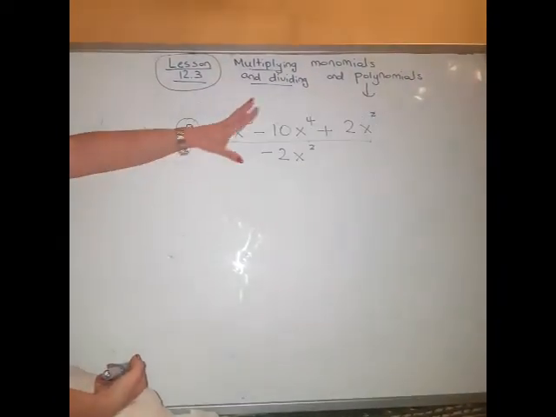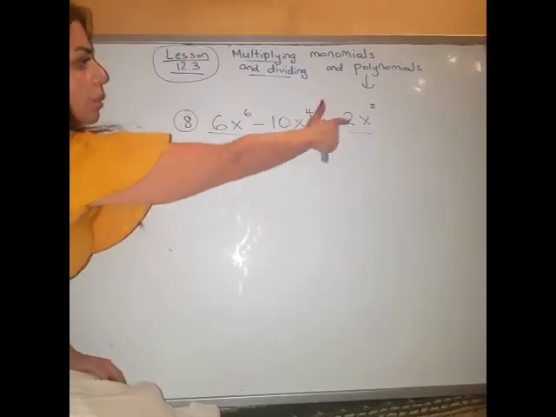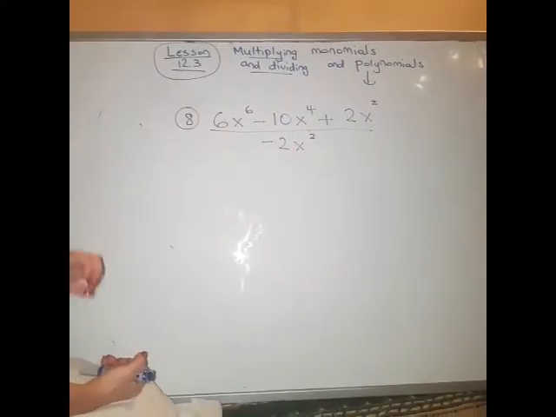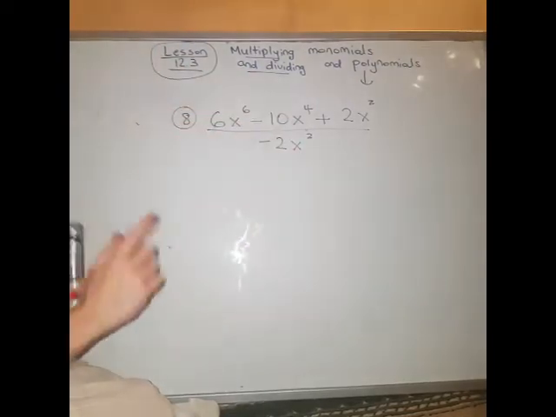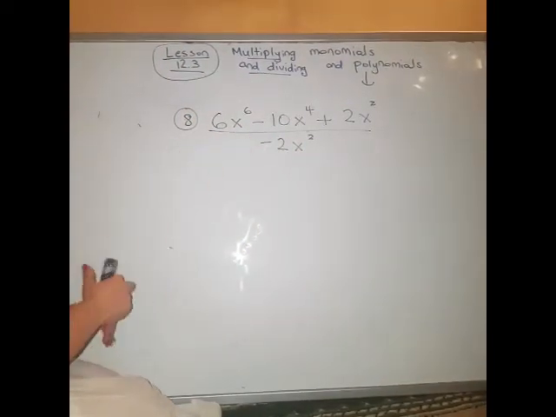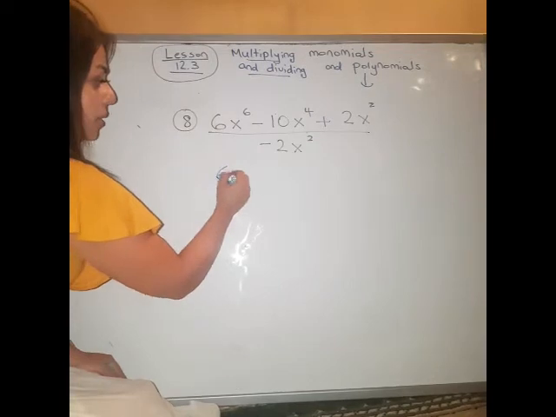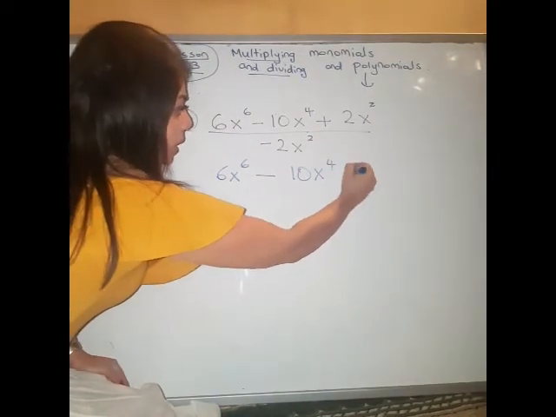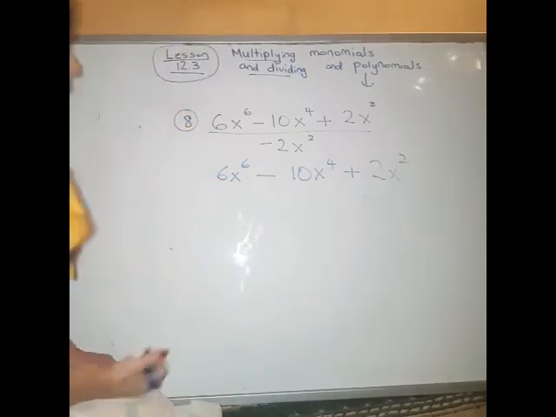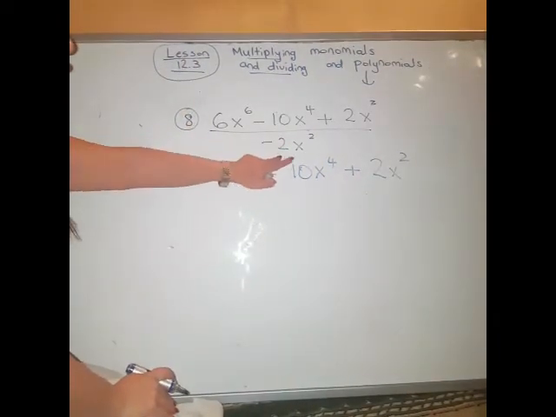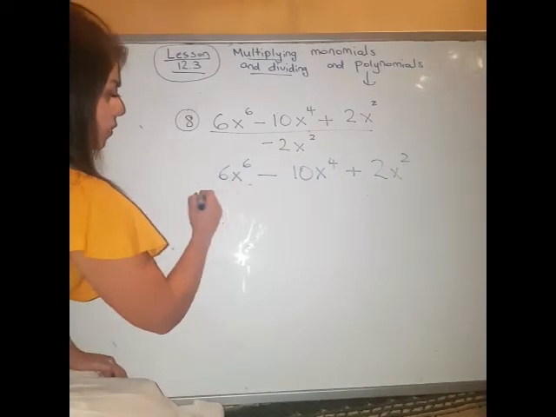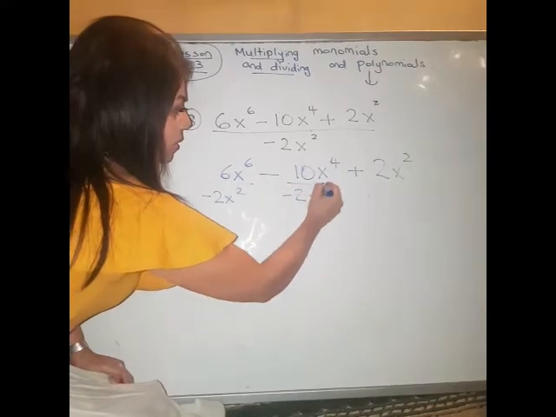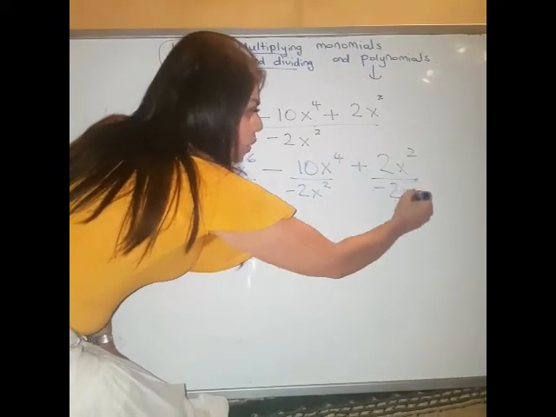Now, number 8, we're going to be dividing. I have 3 terms, and I'm dividing with only 1 term. The first thing, the trick behind this, is I put each term on its own with the same denominator. So first, 6x to the 6th minus 10x to the 4th plus 2x to the 2nd. What am I dividing with? Negative 2x to the 2nd. Put it over negative 2x to the 2nd, over negative 2x to the 2nd, over negative 2x to the 2nd.